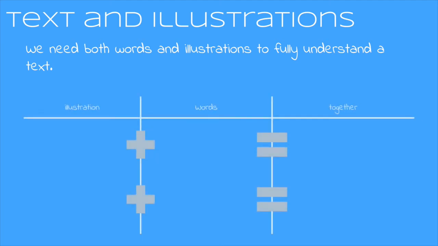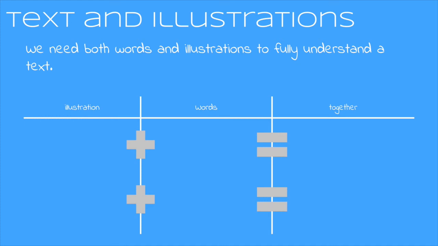We're going to be using this graphic organizer. We have the illustration, and we're going to describe that on one side. Then we're going to describe what the words say, and then we're going to figure out what those say together. So it's kind of like math, where we add the illustration and the words together, and then we're going to get our sum, or what they say all together.